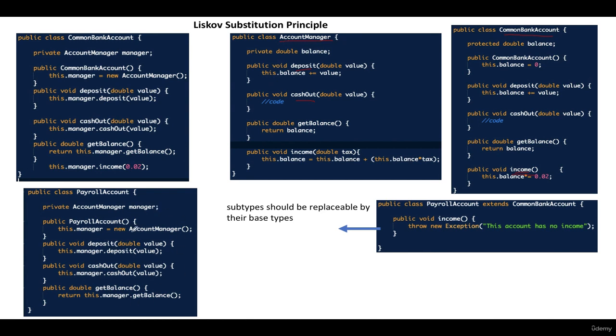So in this particular PayrollAccount, we don't support income. In that case, we don't need to call that method, and whichever method we require, we simply call it. So that's how we are able to achieve the Liskov substitution principle by using composition.